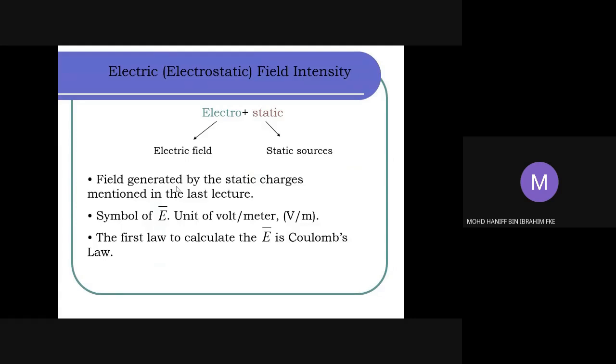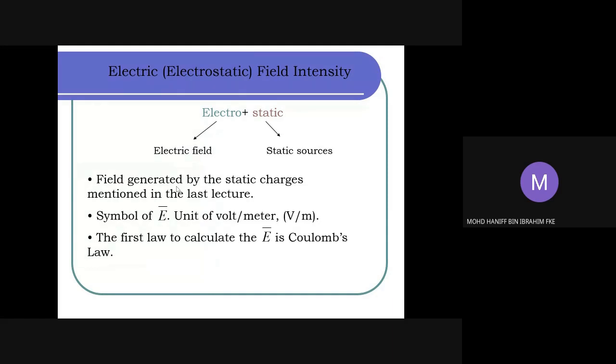Okay, so this is a very short introduction to electric field intensity, or electrostatic field intensity. Basically the word electrostatic is composed of 2 different words: electric field and also the static source. That's why we have the words electrostatic field intensity. Why static source? Because we have learned just now that the 4 types of charges, the point, the line, the surface, and the volume, are all static. They are not moving at all. That's why we call this a static source or static field.